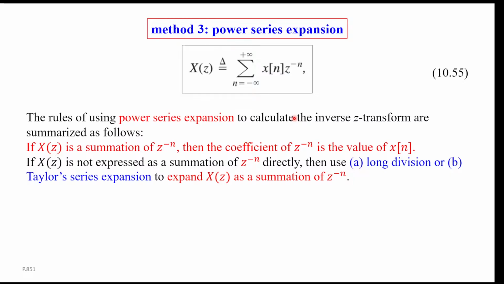Just look at this z transform formula, big X equal to the summation of x[n] z^-n. If your big X of z is already in this power series, then you can just read out x[n] from the coefficient of your z^-n. And to make things look like a power series, sometimes you can do long division or Taylor expansion. We saw in the examples that you need to be a little clever to do your expansion.